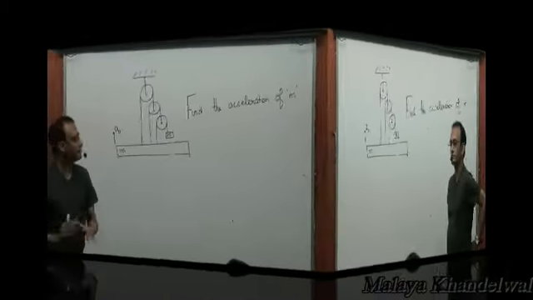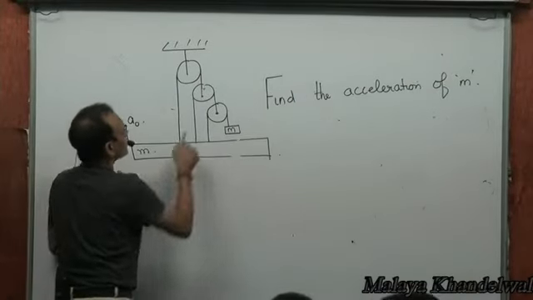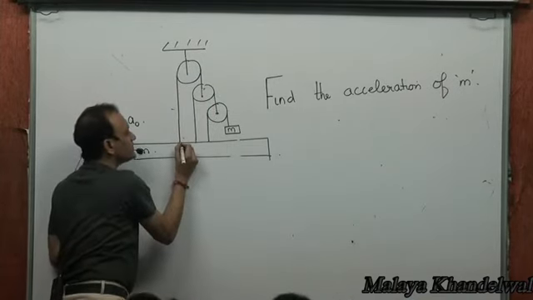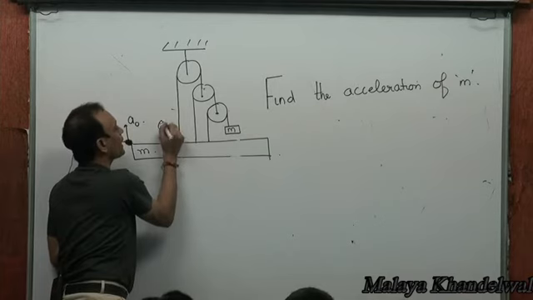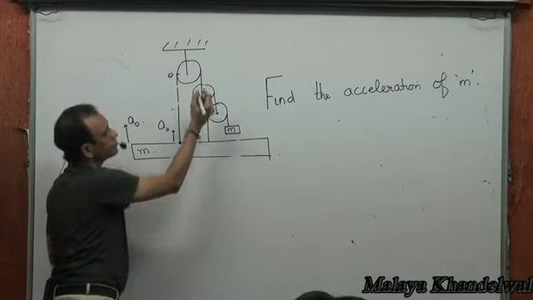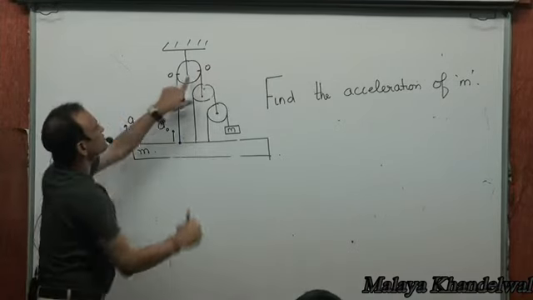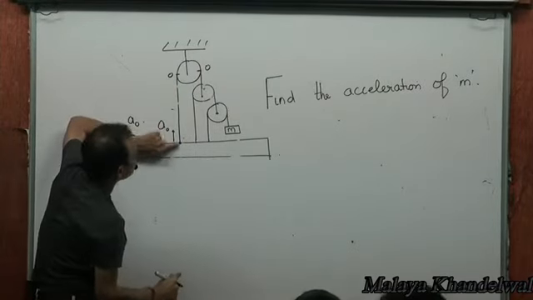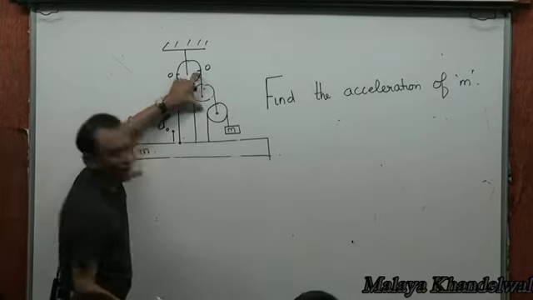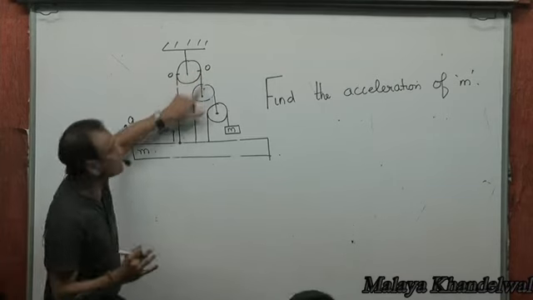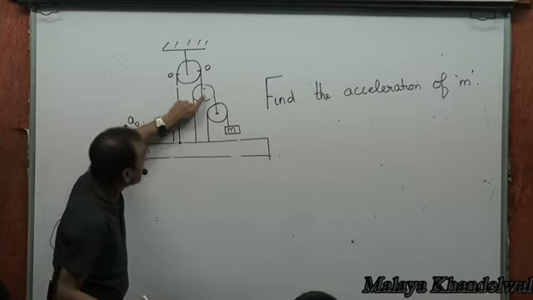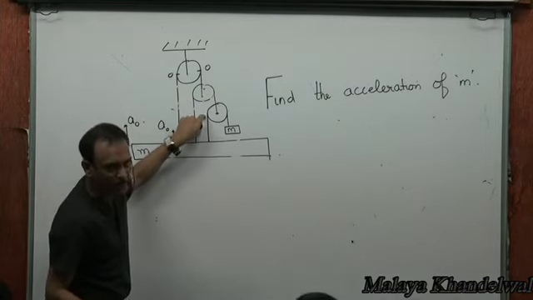Actually, it's easy. Look at this string. This end has an acceleration a naught. Why? Because it's integral with this block. This is 0. This is 0. Now this pulley is fixed, so the amount by which this block moves up is the amount by which this string shortens and is the amount by which this string becomes longer. So that means this end is moving down with an acceleration a naught. That means this movable pulley has a downward acceleration a naught.